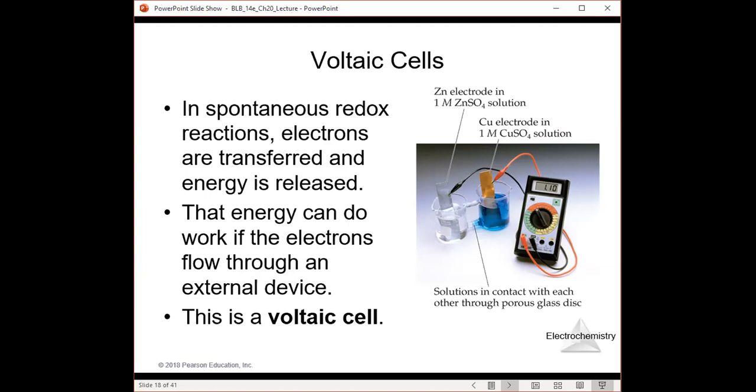Now, what we were going to do was actually use a U-shape, and we were going to make a voltaic cell in the lab, and you guys were going to run these and actually look at the voltage coming across there. And you guys will be seeing that in the lab that you're doing online.